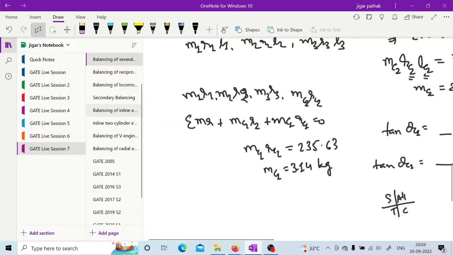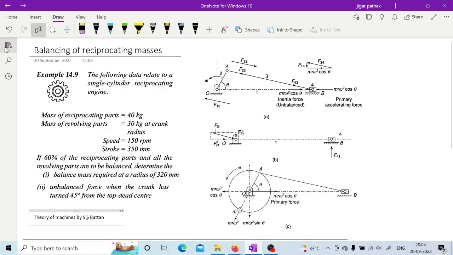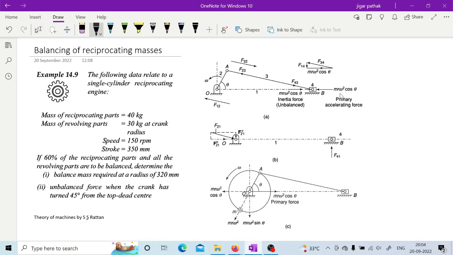Now, after this particular problem, next is balancing of reciprocating masses. Till now we have seen balancing of rotating masses. Whenever you have reciprocating masses, we have already calculated the acceleration of piston as r omega square into cos theta plus cos 2 theta by n. Whenever your piston is moving, it applies the force m into a, so m r omega square into cos theta plus cos 2 theta by n will be the force.